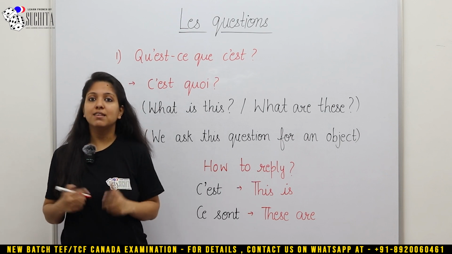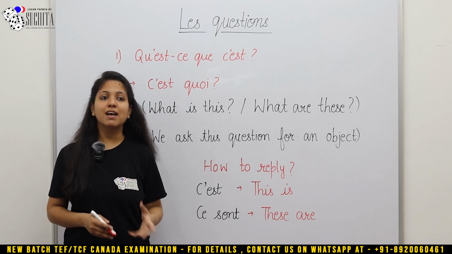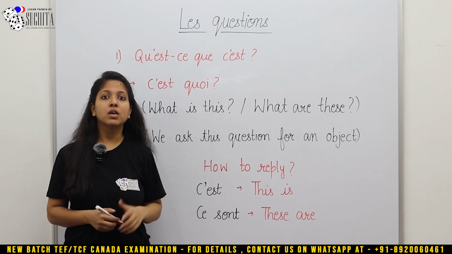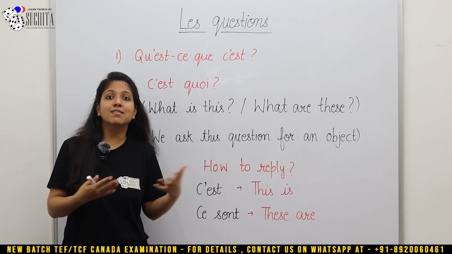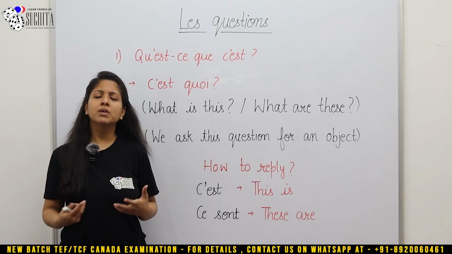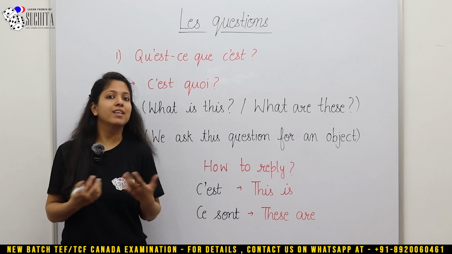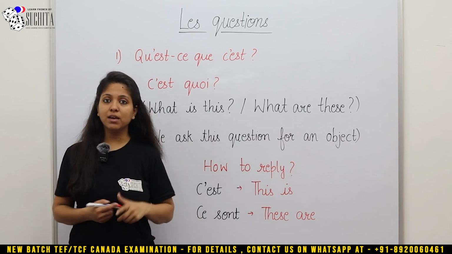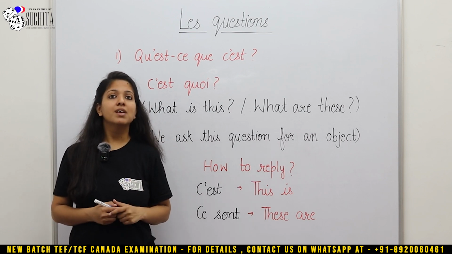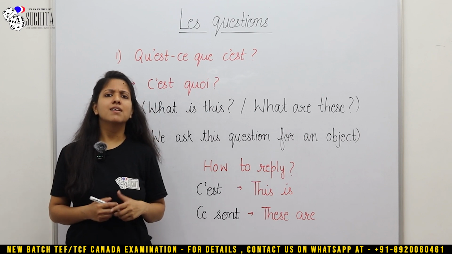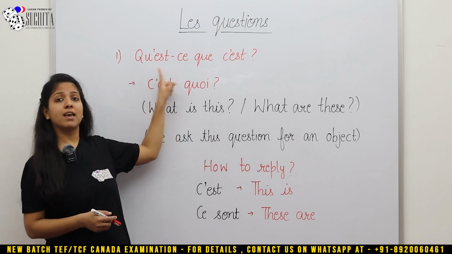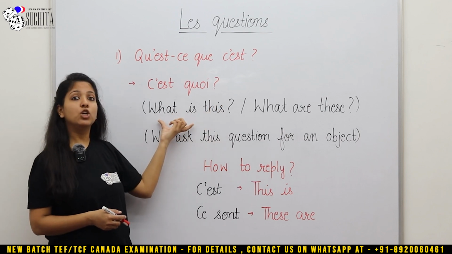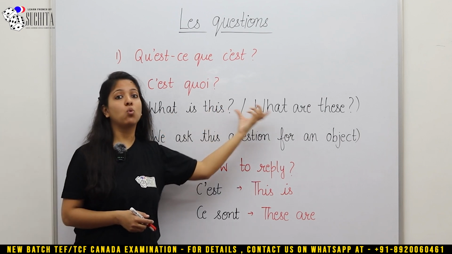Now, you can also say it as c'est quoi? Both of them are same. You can say qu'est-ce que c'est or c'est quoi. These are 2 different ways of saying the same question. Now, repeat after me. Qu'est-ce que c'est? Or c'est quoi? Now, this clearly means what is this or what are these?